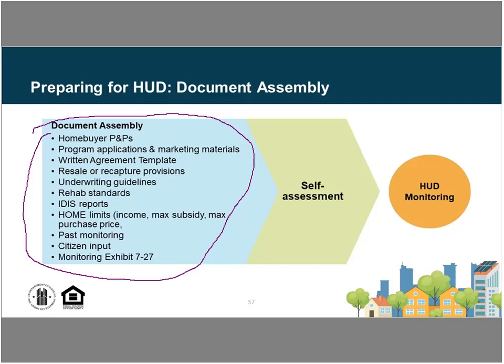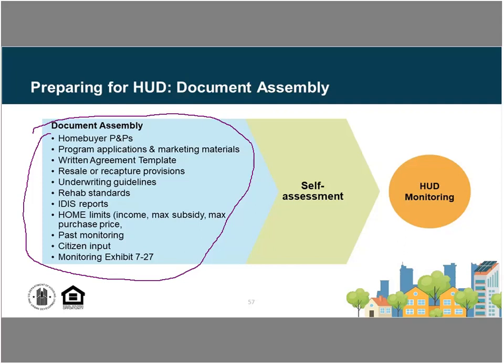You want to look at any citizen input. Were there complaints, were there kudos? If there were complaints and they were valid, were changes implemented, and how was that operationalized? Do we need to do more training for our staff? Did we have to change our program design? How did that citizen input affect the programs that we're administering? And then 7-27 is our actual checklist or exhibit that we're using for homebuyer development or rehab projects.